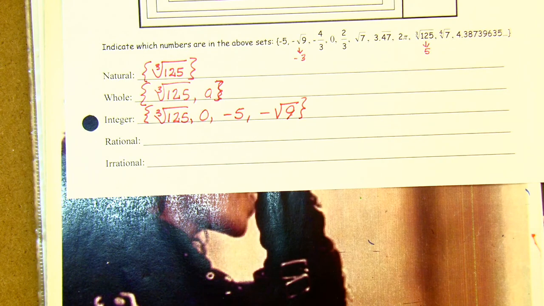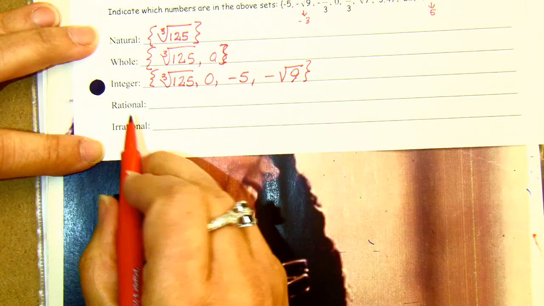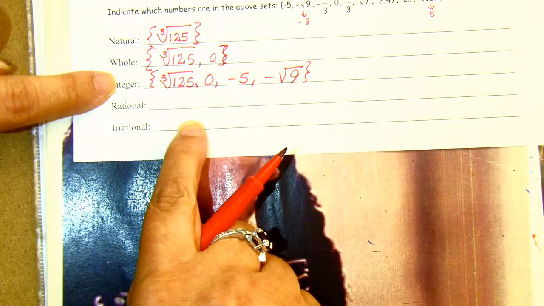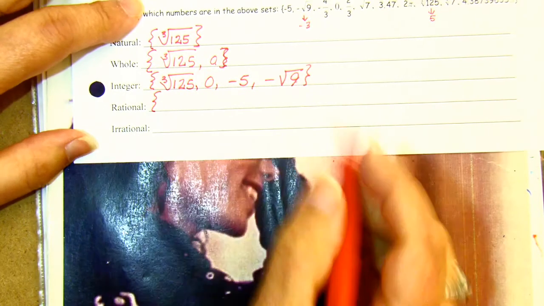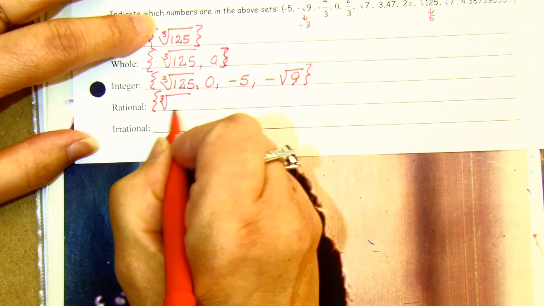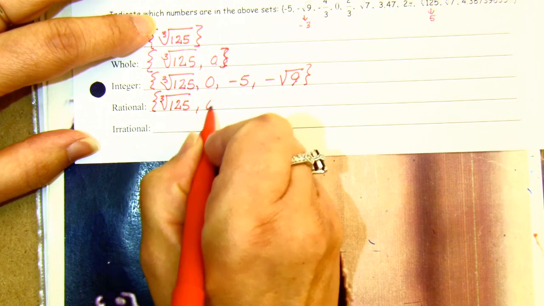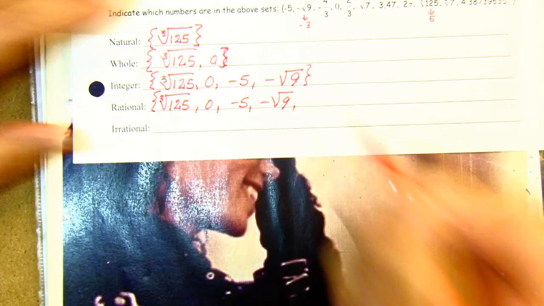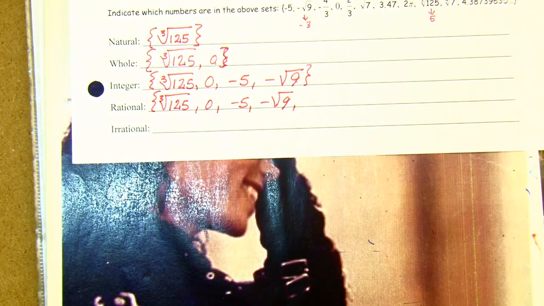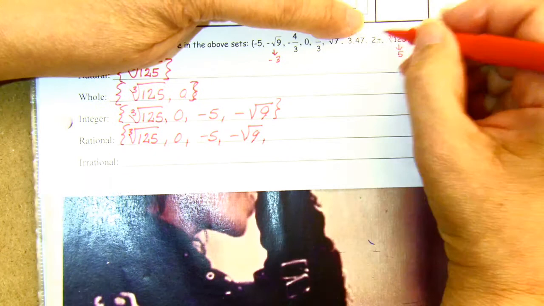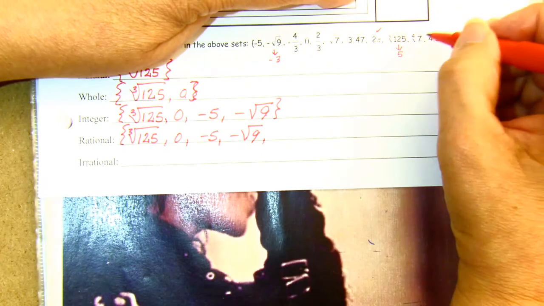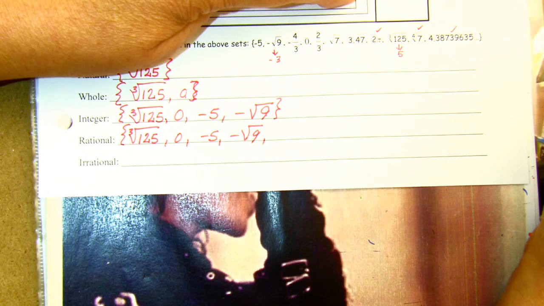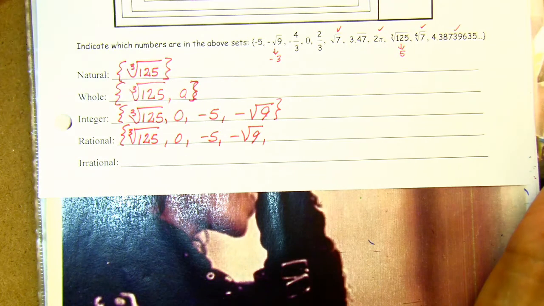Okay, what's next? Well, we've got the rational numbers. Remember, if it's natural, whole, and integer, it classifies as a rational number as well. So I've got cube root of 125, 0, negative 5, opposite of the square root of 9. Are there any other values that fall into it? We knew that this one here, 2 pi, was irrational. We saw that the fourth root of 7 was irrational, and so was that one. Was there any other ones? Oh, yes. The square root of 7 was irrational.